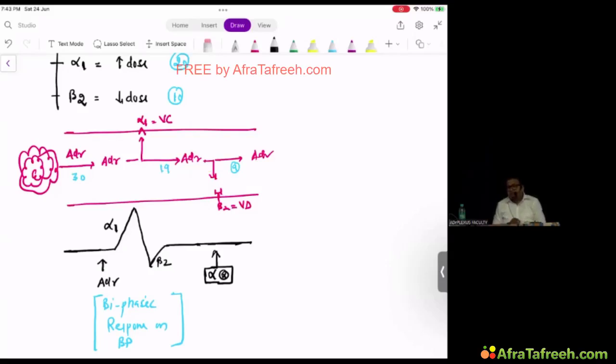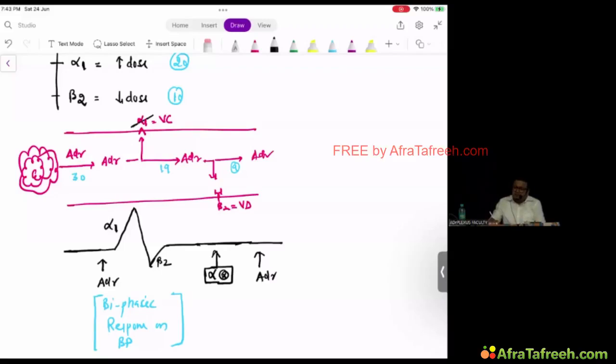From the tumor, again what will be released? Adrenaline. So after some time, let's say you again give adrenaline. How many molecules again? Same cycle. 30. Trying to act on which receptor? But alpha is blocked because you have given which drug?